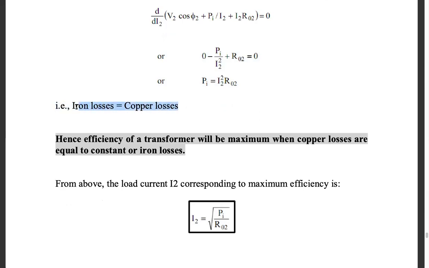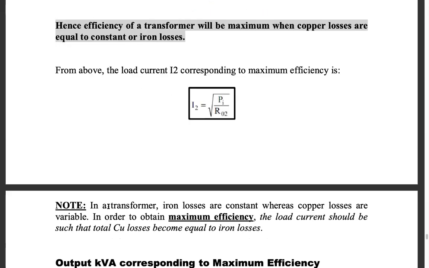So if at some operating condition your iron losses are equal to the copper losses, then you can say that the efficiency of the transformer will be maximum. Don't say that efficiency of a transformer is maximum when it is operating at the rated condition. No, efficiency of the transformer will be maximum when the copper losses are equal to the constant losses. In a transformer, iron losses are constant whereas copper losses are variable. So in order to obtain the maximum efficiency, the load current should be such that the total copper loss becomes equal to the iron loss.